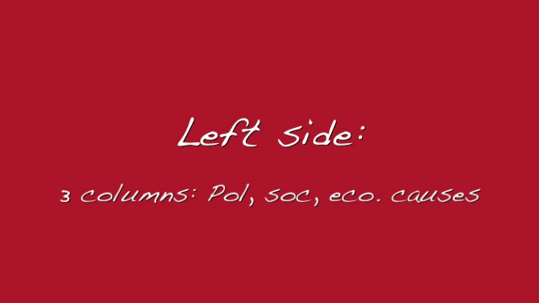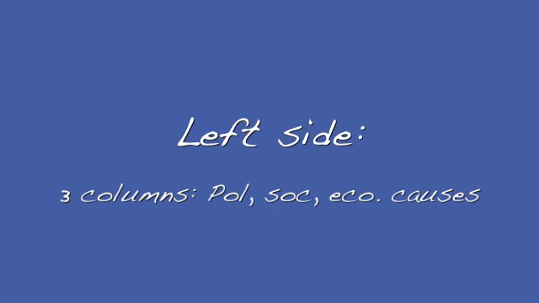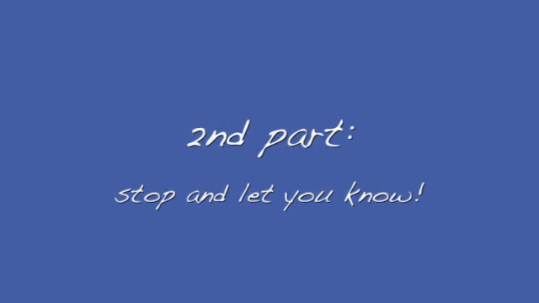For your left side, on the top, you want to divide it into 3 columns, and you're going to record the political, social, and economic causes of the revolution that you see and hear here. Now there's going to be a second part to do on the bottom part of the page, so halfway through I'll stop and tell you what to do there.